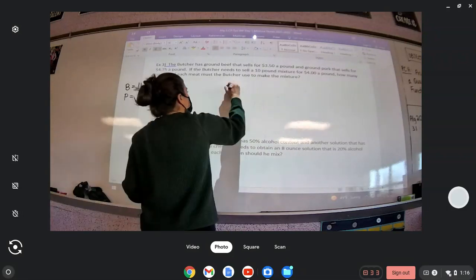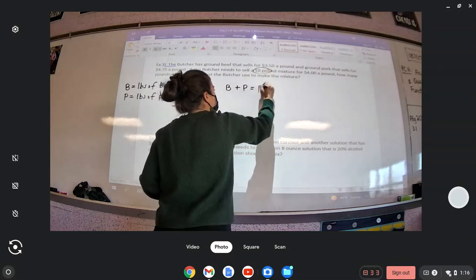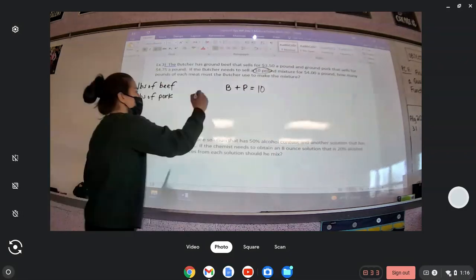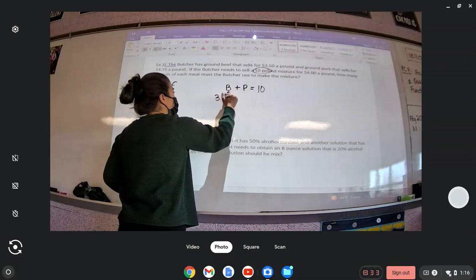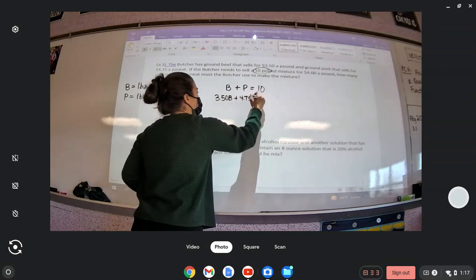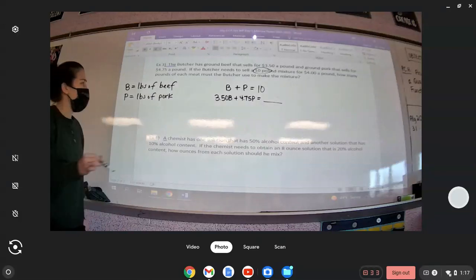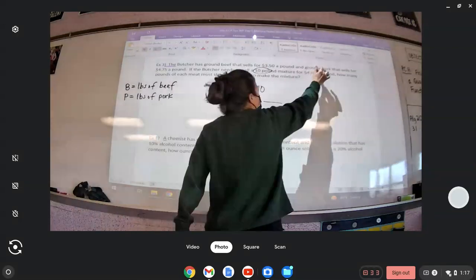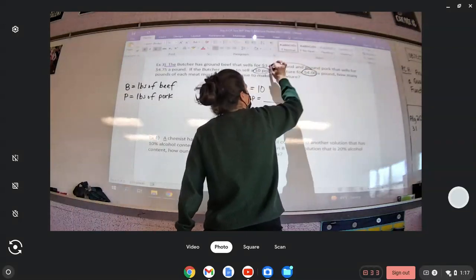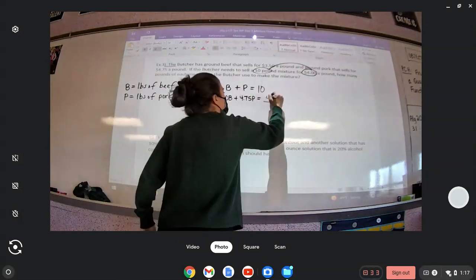Right, so we got pounds of beef plus pounds of pork that have to add up to 10 pounds in the end. Then you bring the money in, $3.50 per pound of beef plus $4.75 per pound of pork equals, this is the number they never gave you. In the end, the mixture is 10 pounds and it sells for $4 a pound. So that's a total of $40. 4 times 10.